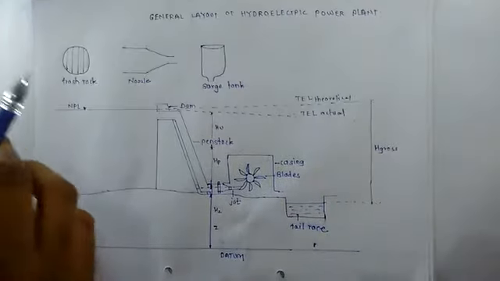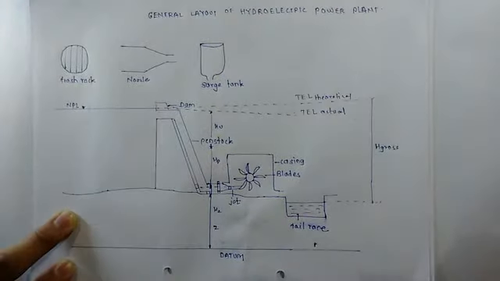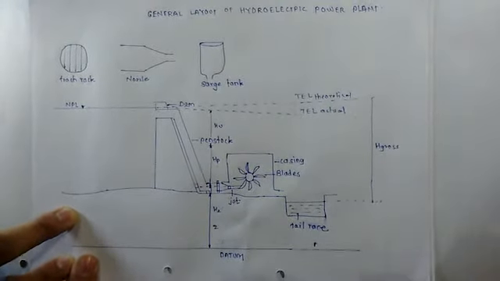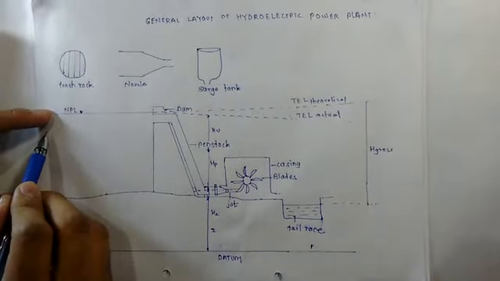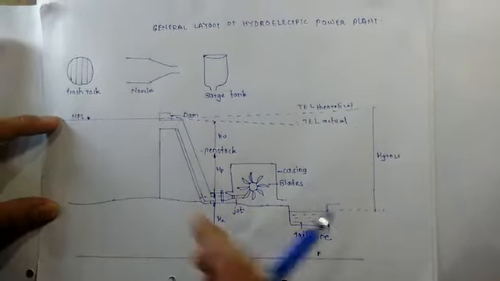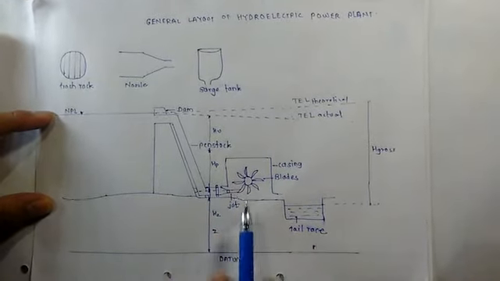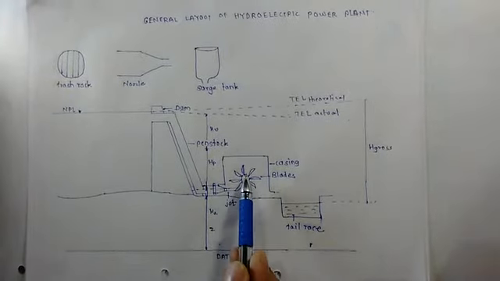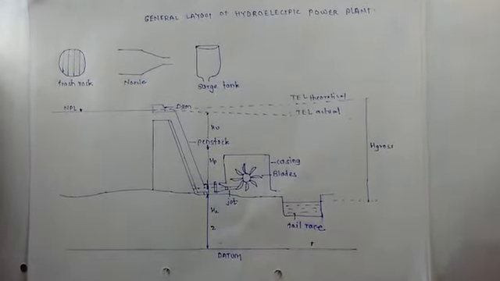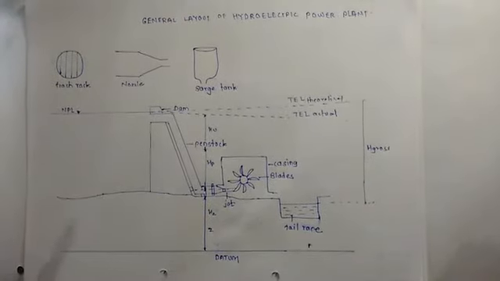So basically, what is the hydroelectric power plant? A hydroelectric power plant is a setup which converts the high pressure head of the water in a reservoir to the velocity head at a jet, and that velocity is used to rotate the Pelton wheel, which I have shown here, and to generate the electricity. That's the basic concept. So let me explain you in detail.